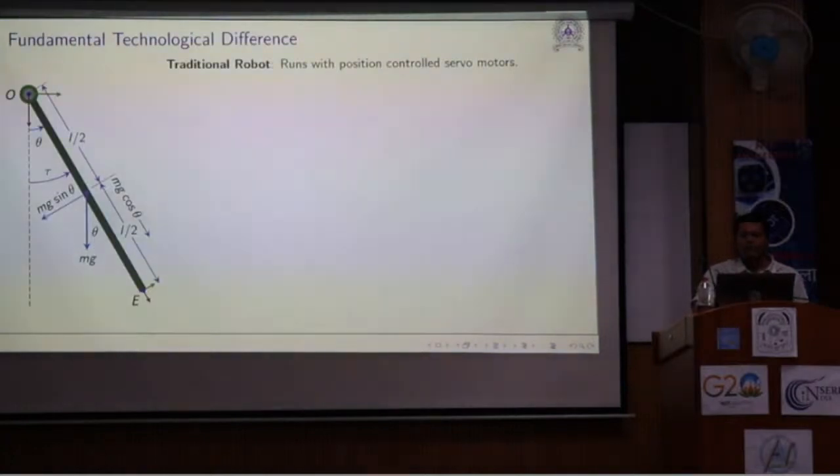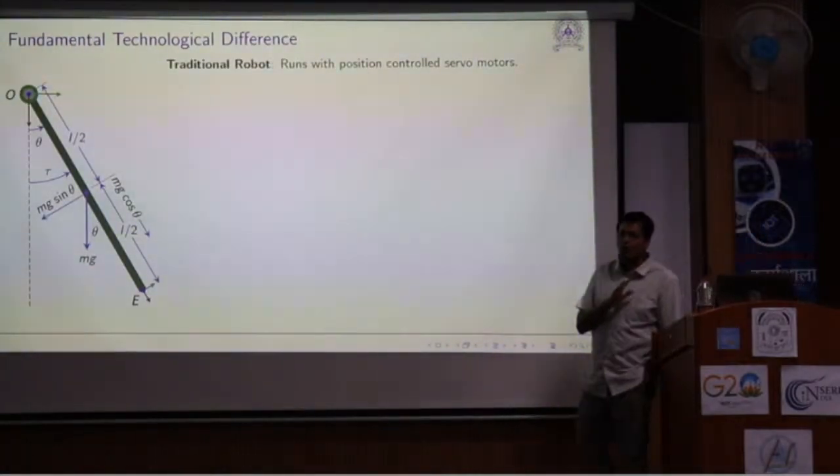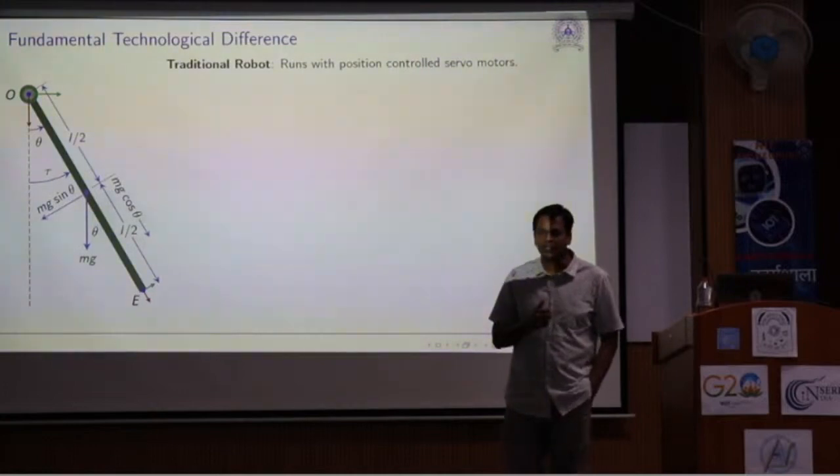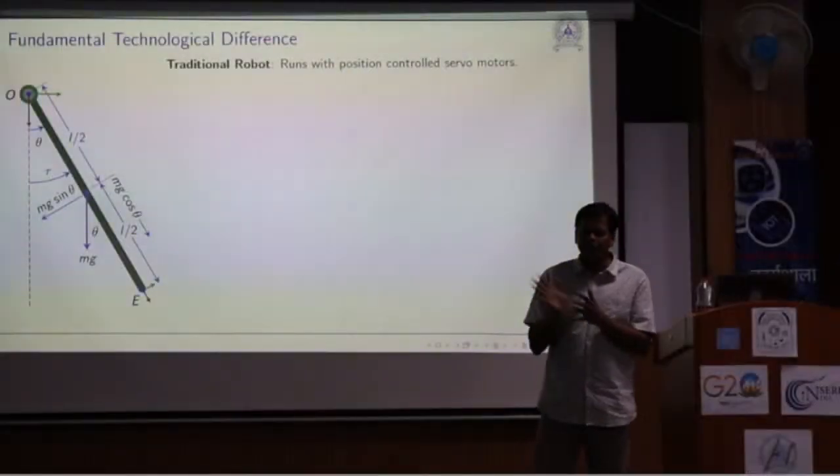So what is the fundamental difference? How have they made the cobot possible? What is the fundamental difference? From here, a little bit of technical content is there, but it is still very good physics only.